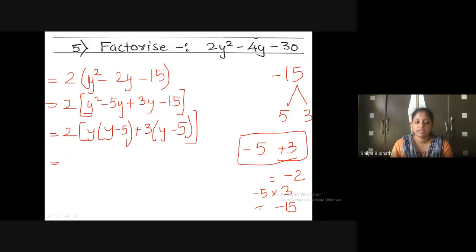Write down the final answer. 2 is already there. What can be taken as common here? y minus 5. What is not in common will be in the other bracket, y plus 3. This will be your final answer. So first only check if anything can be taken as common and then find the factors. For this, please be well versed with the use of signs.